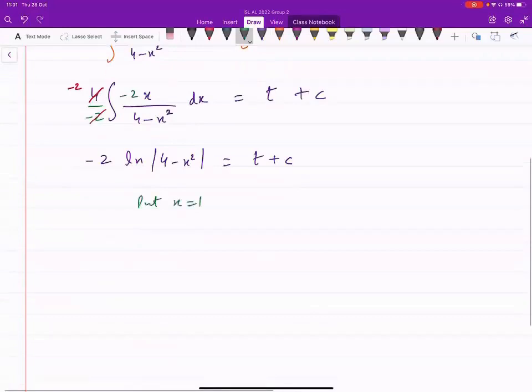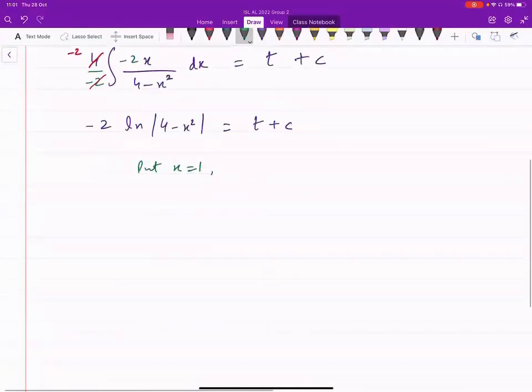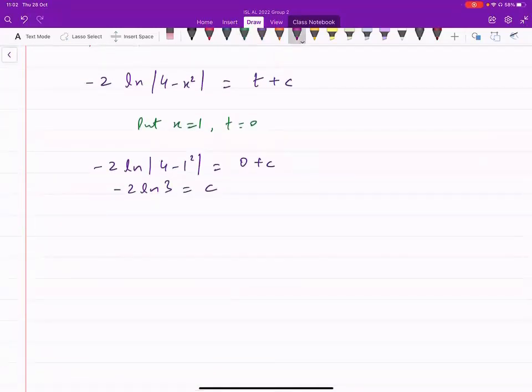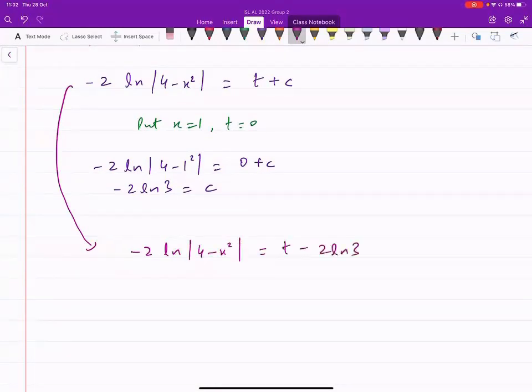Put x equals 1 when time is 0. What do we get? We get minus 2 ln of 4 minus 1 square. That equals 0 plus c. We get minus 2 ln 3 equals c. C की value आ गई हमारे पास. We put that back in that equation. और हमारे पास वो equation आ गई, that is minus 2 ln of 4 minus x square. That equals t minus 2 ln 3.